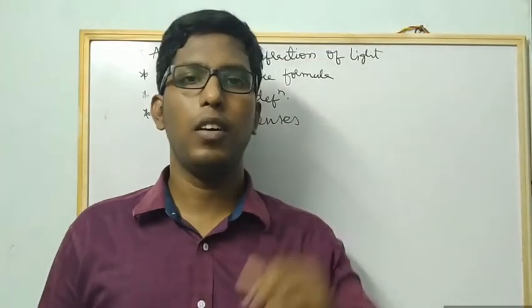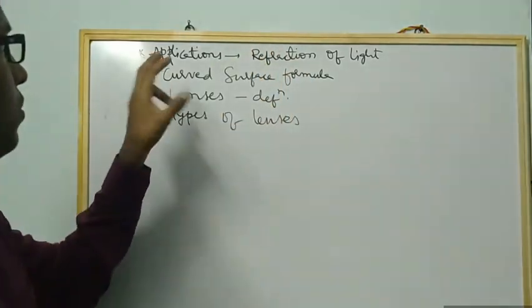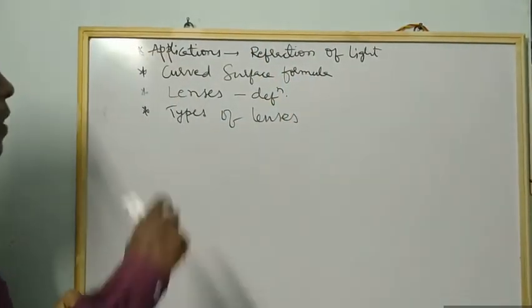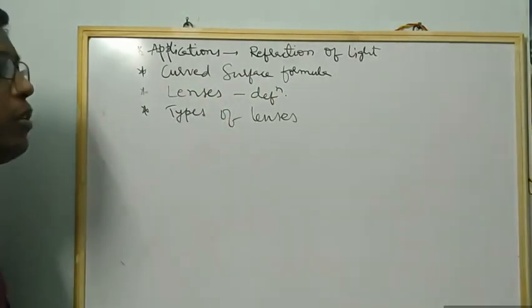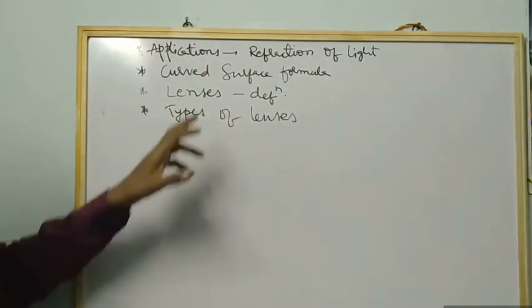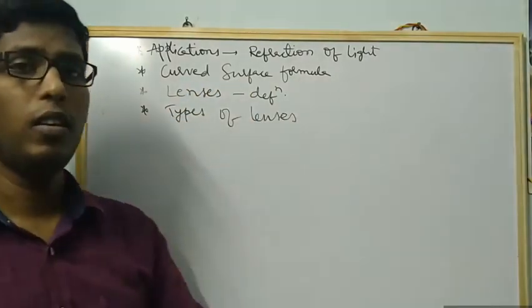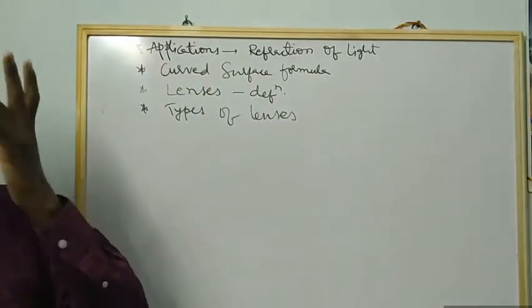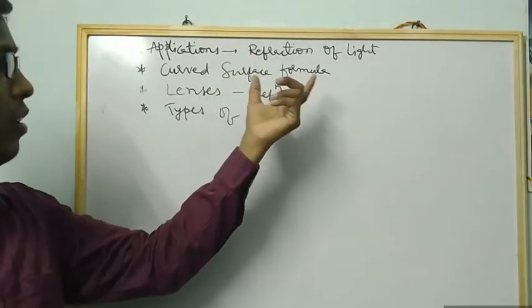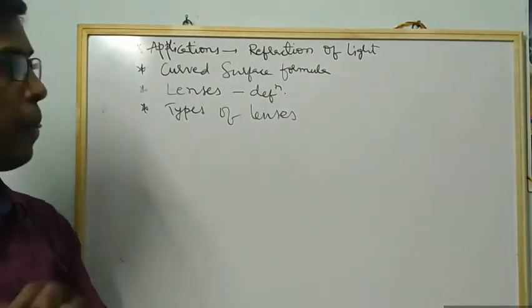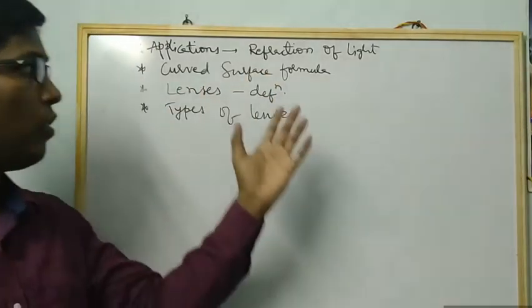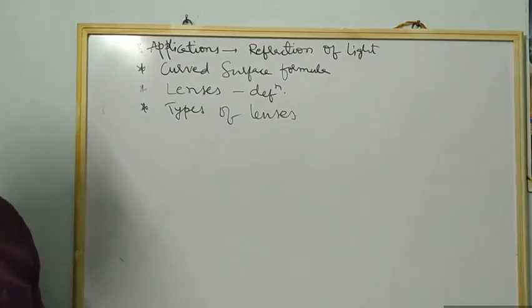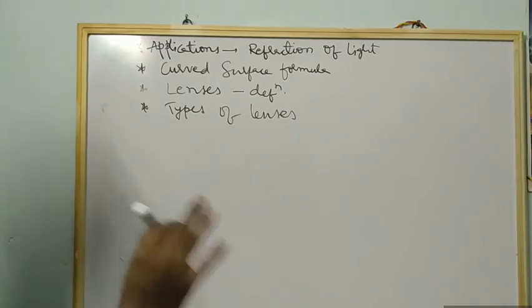Now let us discuss the following terms. So what are those? These four topics: applications during refraction of light, curved surface formula, lenses, and types of lenses. Curved surface formula derivation is there. That derivation you will not get in the public exam, but in your school exams or in any formative test you will get that derivation. So I will just write the formula and explain the terms. So what type of questions will you get?